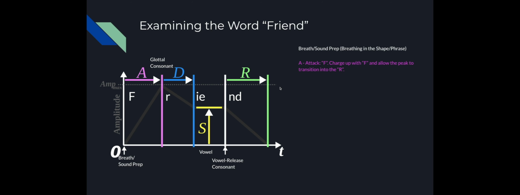So the attack is the F. You charge up with the F and allow the peak to transition into the R. So you don't do it like that, right? That's not how we sing in this case. You allow the consonant, the F, to transition into the R sound. Friend.